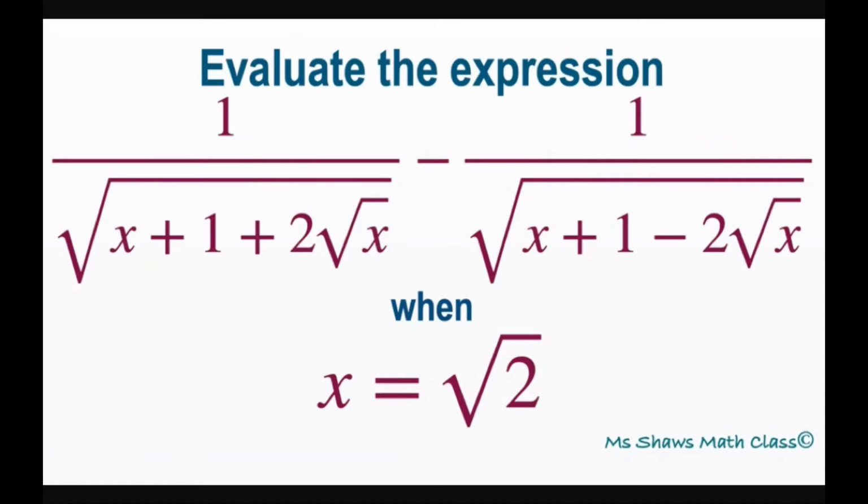Hi everyone, we're going to evaluate the expression 1 divided by square root of x plus 1 plus 2 square root of x, minus 1 divided by square root of x plus 1 minus 2 square root of x, when x equals square root of 2. What we have to do first is simplify this denominator here.